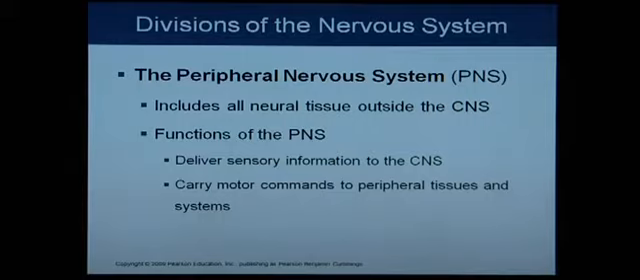And they'll also carry commands out of the central nervous system to the organs and tissues if an action needs to take place. So again, it's a two-way street. The peripheral nervous system brings information in and helps carry directions out that are given to it by the brain or central nervous system.